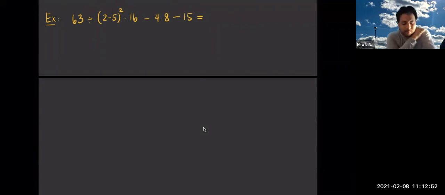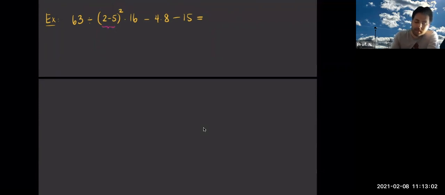So what's the first thing we do? 2 minus 5, that's right, parentheses. So 2 minus 5 is -3. But then that -3, what's associated with that -3? The squaring. So what's -3 squared? Parentheses, of course, -3. +9. So I'm going to replace this as 63 divided by 9 times 16 minus 4 times 8 minus 15.